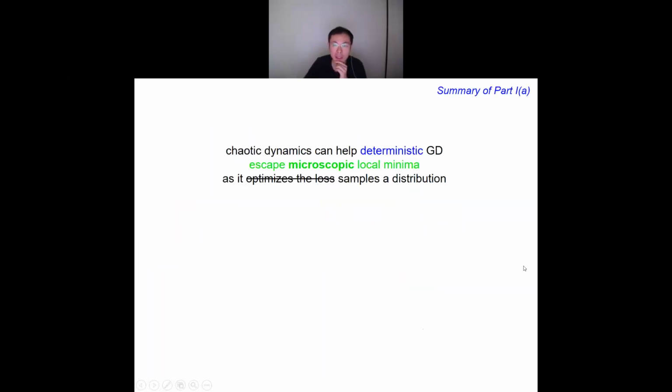Okay, summarizing this part, deterministic gradient descent can actually give you chaotic dynamics if the learning rate is large enough, and this chaotic dynamics will help you escape microscopic local minima. And the reason is that the gradient descent dynamics no longer optimizes the loss function. Instead, it's actually sampling from a statistical distribution determined by the large scale part of the loss function.